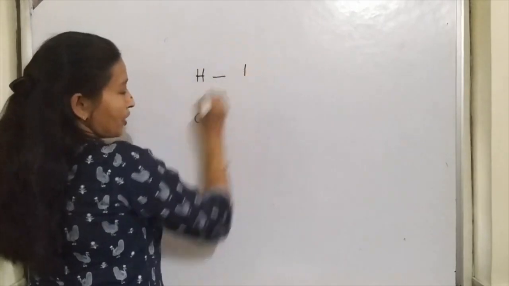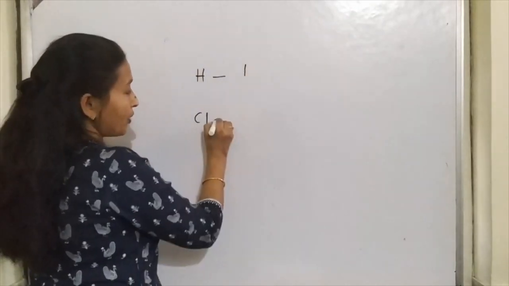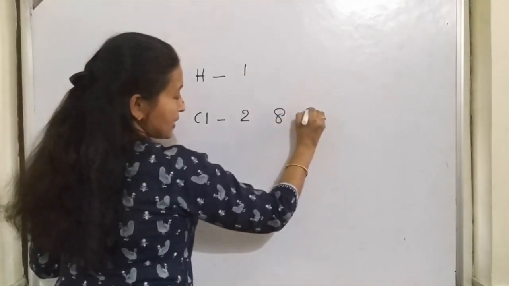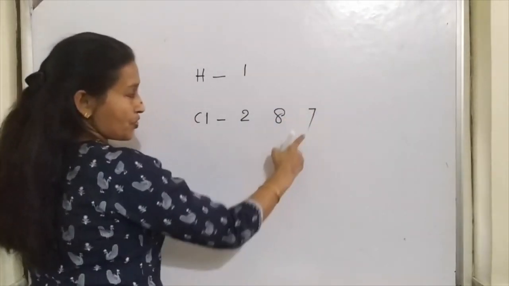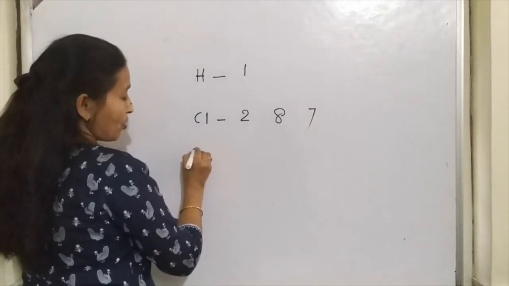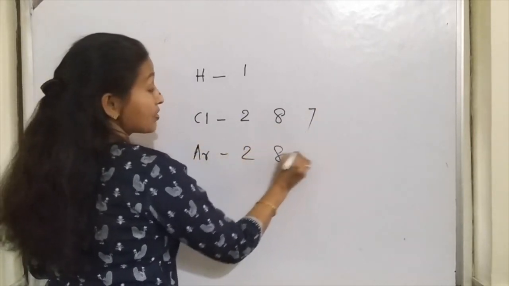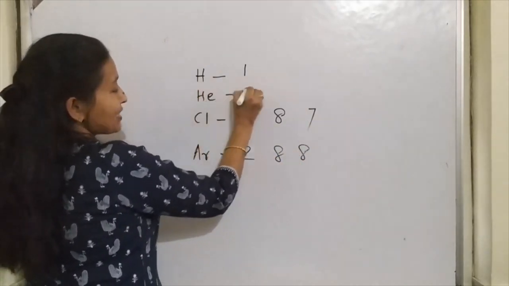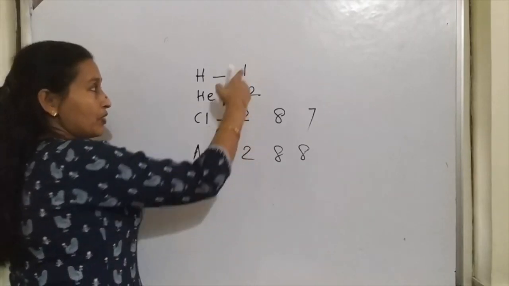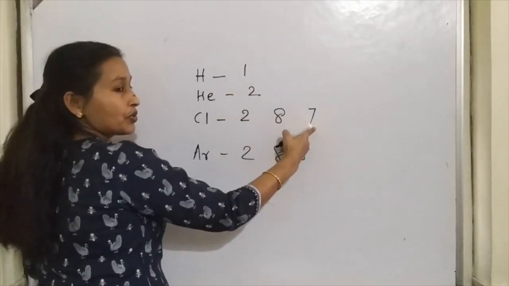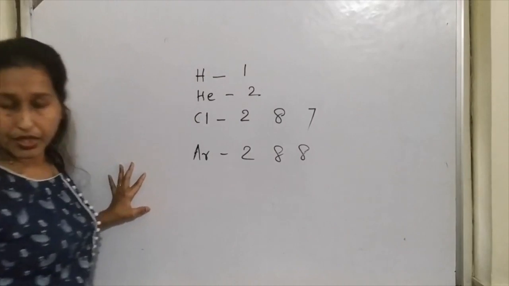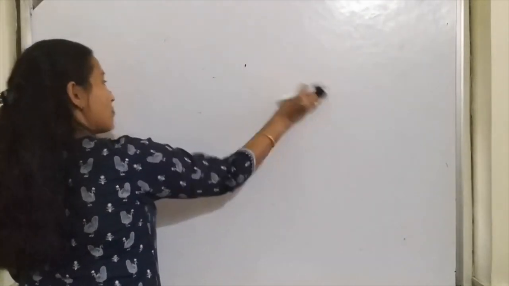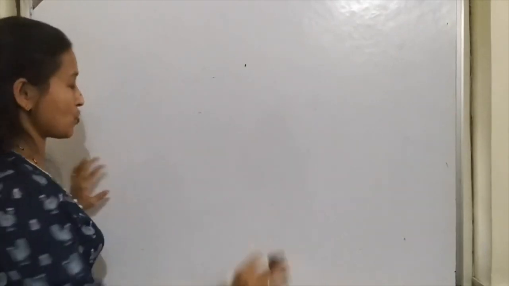We'll write the electronic configuration of hydrogen. In the K shell there is only one electron, and chlorine has K shell 2, L shell 8 and M shell 7 electrons. It needs 1, because the nearest noble gas to chlorine, as we studied earlier, is argon. It has to attain argon configuration. Hydrogen has to attain helium configuration. But neither will lose electrons, so they share. We'll see how hydrogen combines with chlorine, two different elements.